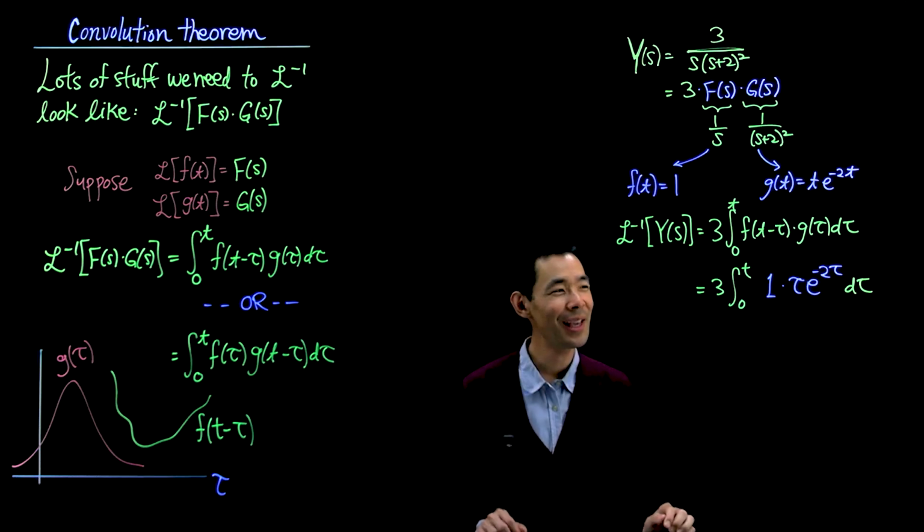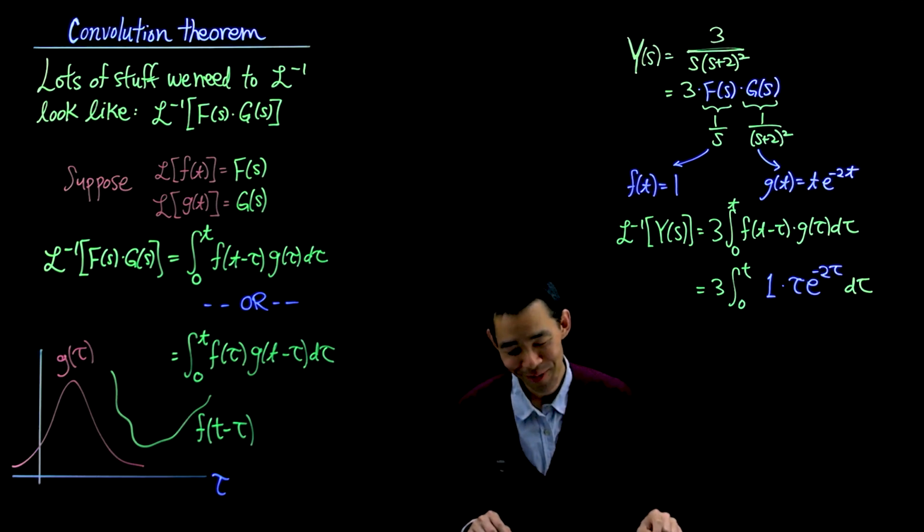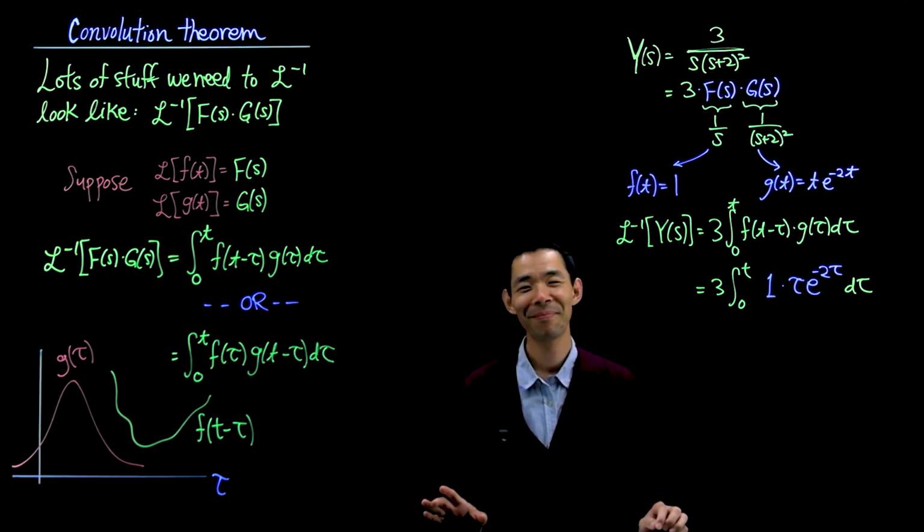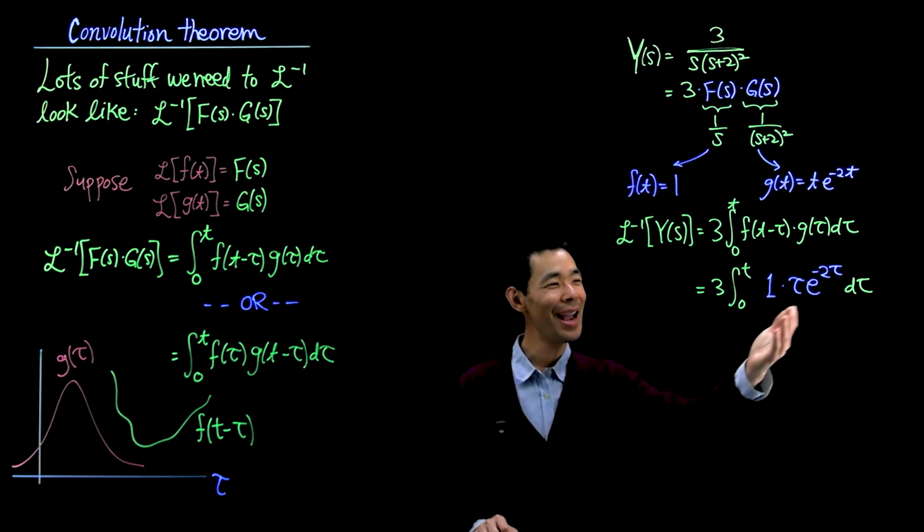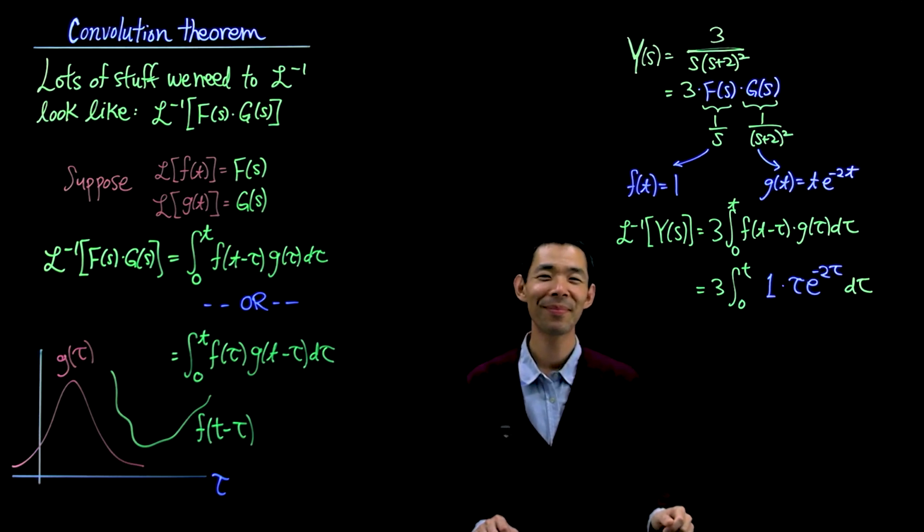So all we need to do is integration by parts. You just gotta do it. You do it once, and you get your final solution. It looks like this.